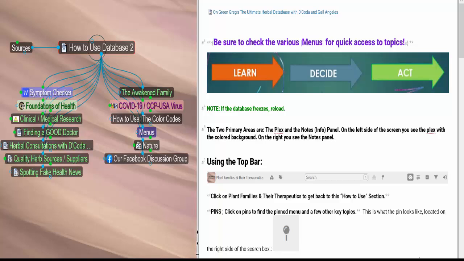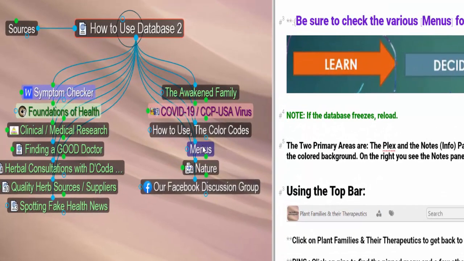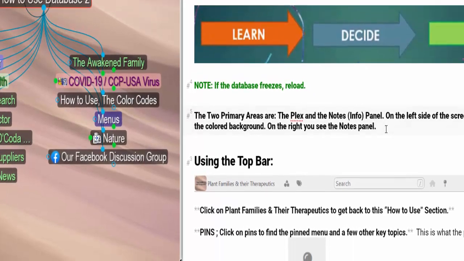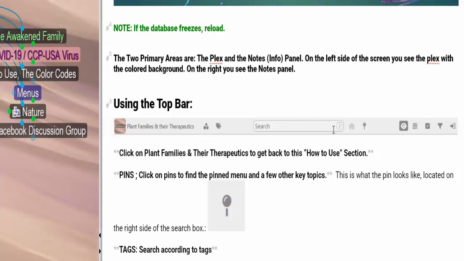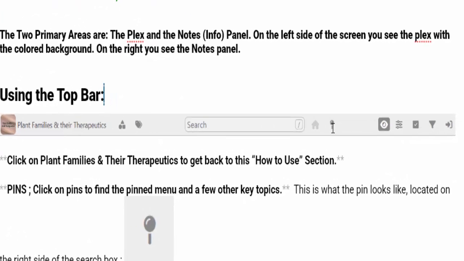So when you load the database, this is the opening screen with instructions on the right, and you'll notice on the left where it says menus. I'll show you what happens when you click on that in a second, but on the right, you can see there's another way to find the menus. Let me scroll down a little bit. The top bar has a little tiny icon. Here it is blown up, and that's for pins. So the menu is also pinned up there. You can always go to the top bar, click on that, and you'll be able to find the menus.